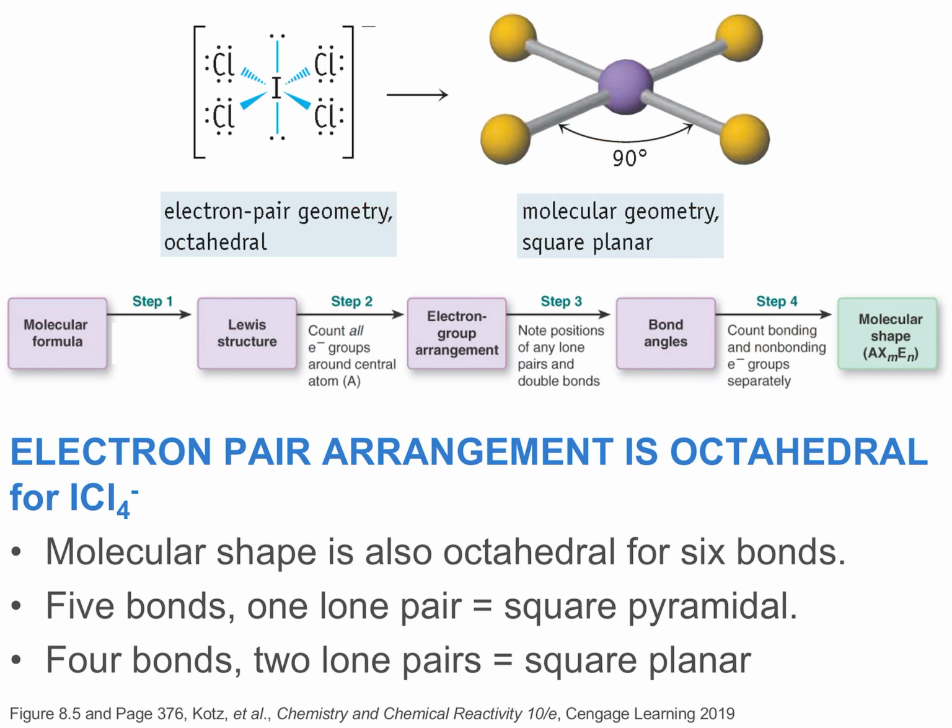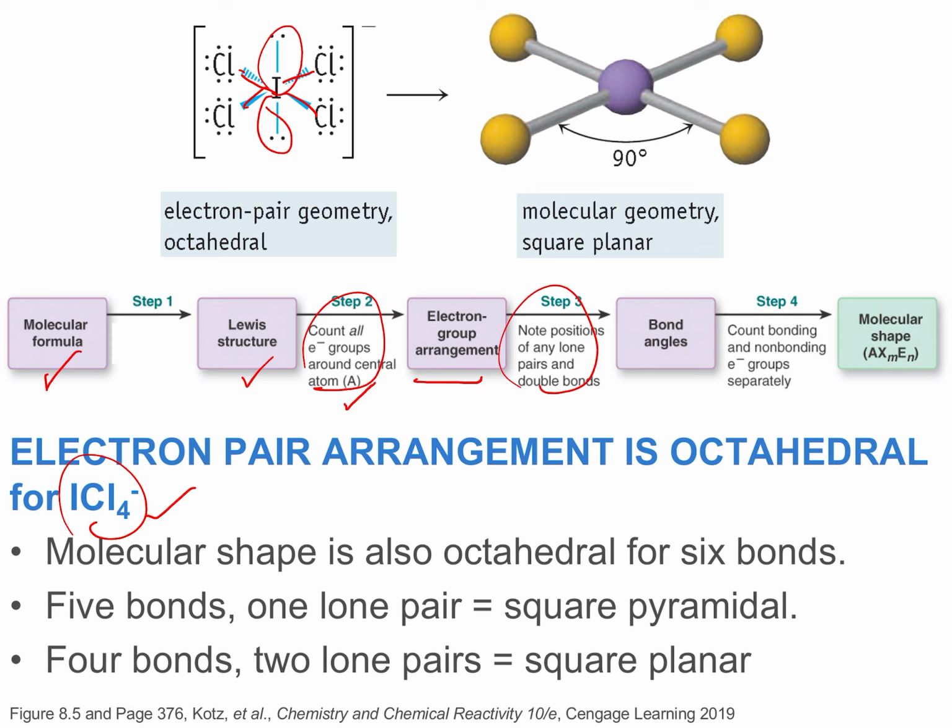Our book authors give us an example to work on, ICl4-. So what do we do first? That's our molecular formula. Then we do the Lewis structure next. We see that iodine is the central atom, and we've got 4 bonds to chlorine, 1, 2, 3, 4, but we also have these 2 lone pairs. We count all the electron groups around the central atom, and there are 6 of them. So our electron group arrangement is octahedral.